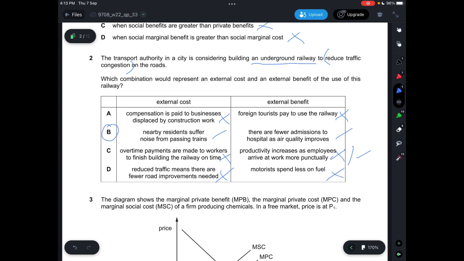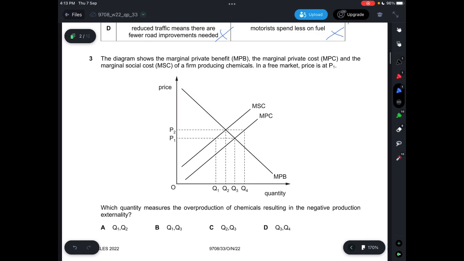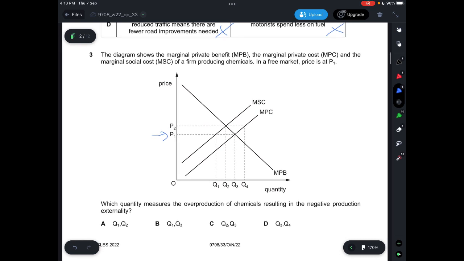So the answer is B. Question 3: the diagram shows the marginal private benefit, marginal private cost, and the marginal social cost of a firm producing chemicals in a free market. Price is at P1, so that means it's this point. Which quantity measures the overproduction of chemicals resulting in the negative production externality?